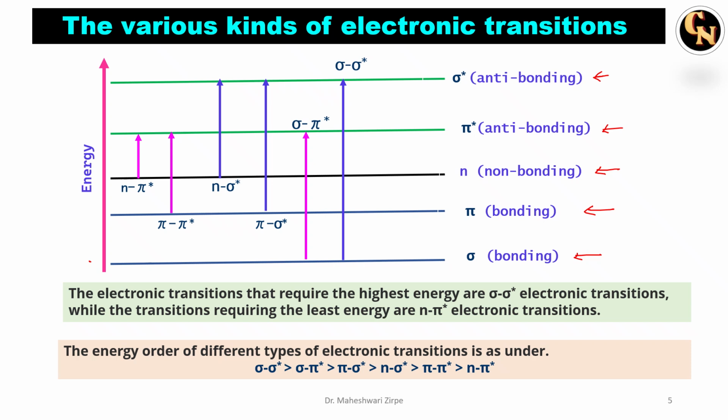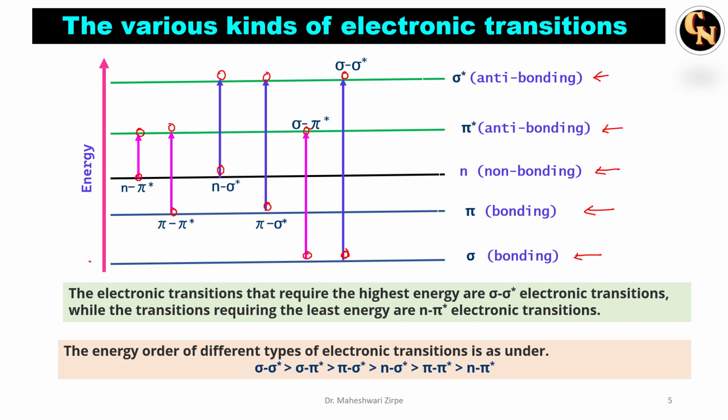If the transition takes place from a non-bonding orbital to an anti-bonding pi orbital, that is n to pi star, this requires the least energy. Very small energy is required for n to pi star. Similarly, the electron can have a transition from pi to pi star, from a non-bonding orbital to anti-bonding sigma star, from pi bonding to sigma star, and from sigma bonding to pi star, and sigma to sigma star. These are the different electronic transitions that can take place.